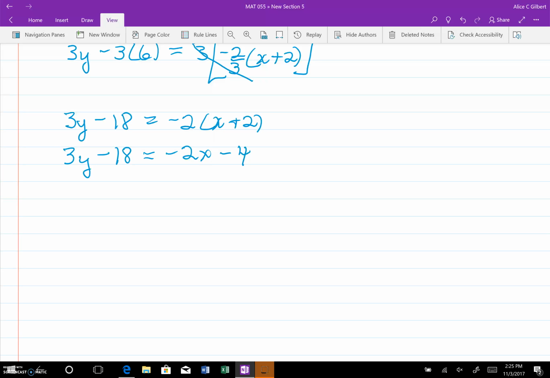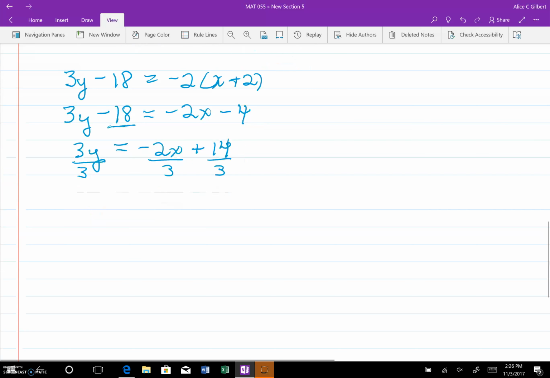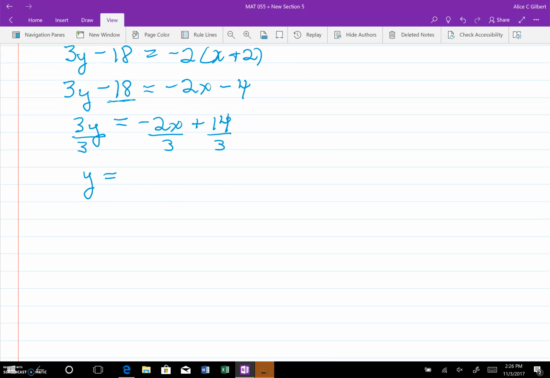Now, as I said in our last example, first thing we need to do is put it into slope-intercept form. So first thing I want to do is add the 18 to both sides. So I get 3y equals negative 2x plus 14, because 18 minus 4 is 14, and we're adding 18 to both sides. And now I need to divide every term by 3 so I can get the y by itself. Y equals negative 2/3 x plus 14/3.